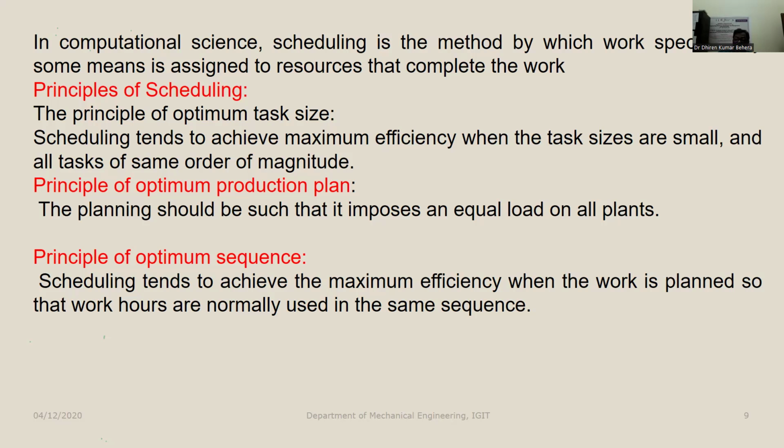Then second is the principle of optimum production plan. The planning should be such that it imposes an equal load on all plants. That means one should not be overburdened and another should not be less burdened. So it should be equal so that nobody will complain, or nobody is overburdened, isn't it? So the principle of optimum production plan is a criterion to be taken into consideration.